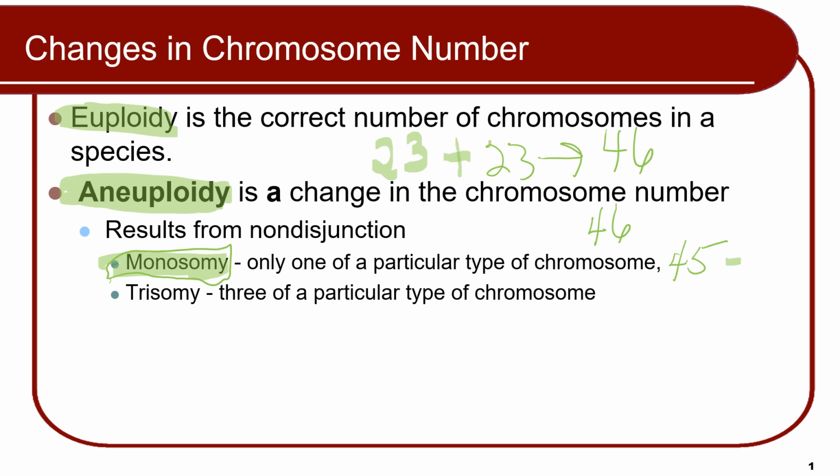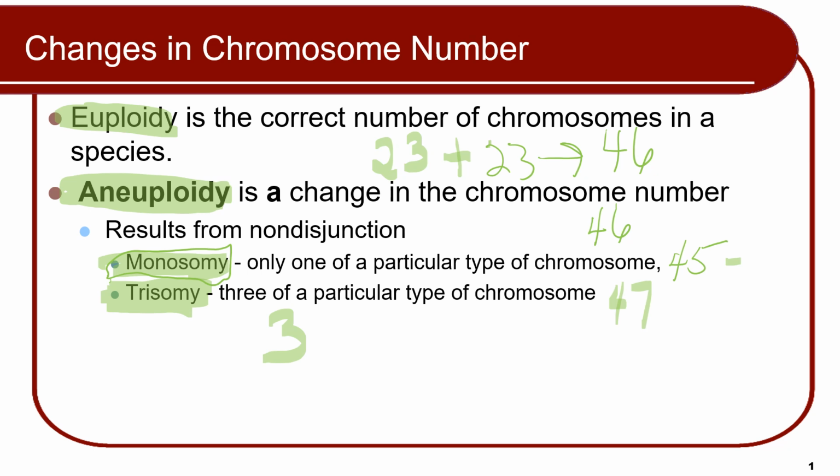The opposite kind of problem is called a trisomy. And trisomy is when for one chromosome you have an extra. So you would have one chromosome that has 3 instead of 2, resulting in a total of 47 chromosomes, and that's called a trisomy. So both a monosomy and a trisomy are forms of aneuploidy, an abnormal number of chromosomes.